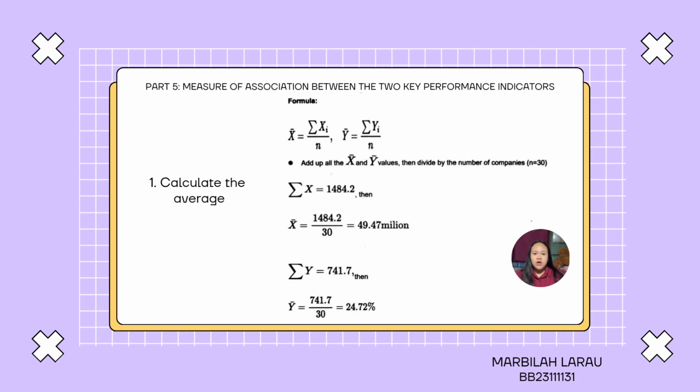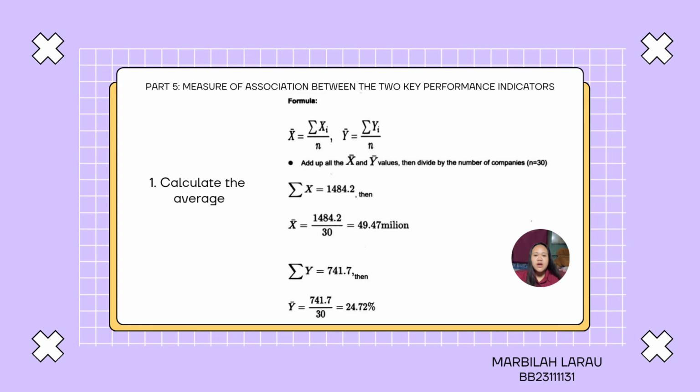Correlation is a measure of association between the two key performance indicators. Firstly, I will calculate the average values of production costs and profit margins, so that you can see the formula on the slide and the calculation for x and y.